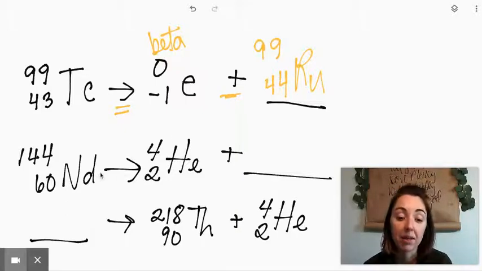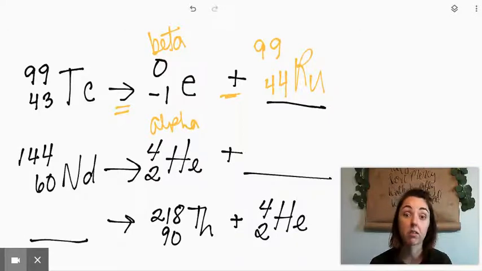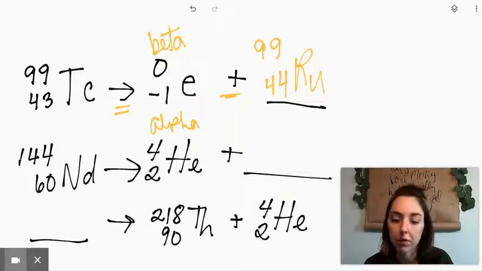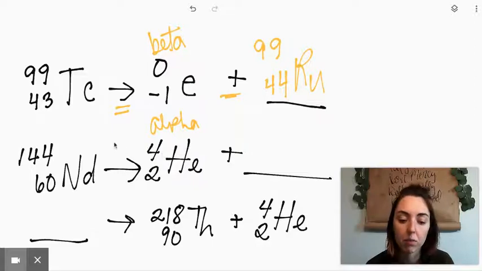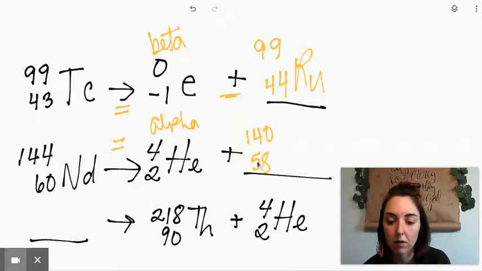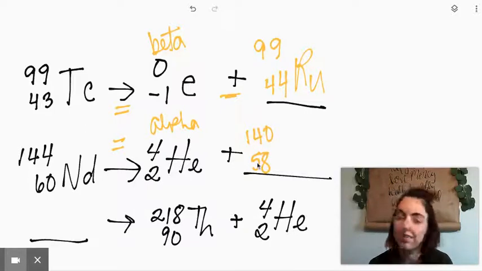So I've got neodymium here, neodymium-144, and it is decaying by alpha decay, which I can tell from that helium-4 nucleus. So it's losing a helium-4 nucleus, a big old alpha particle. Again, just doing a little bit of algebra here. What plus 4 would equal 144? 140 plus 4 equals 144. What plus 2 would equal 60? 58. And it doesn't matter what order you do them in. You could do the bottom first, the top first, doesn't matter.